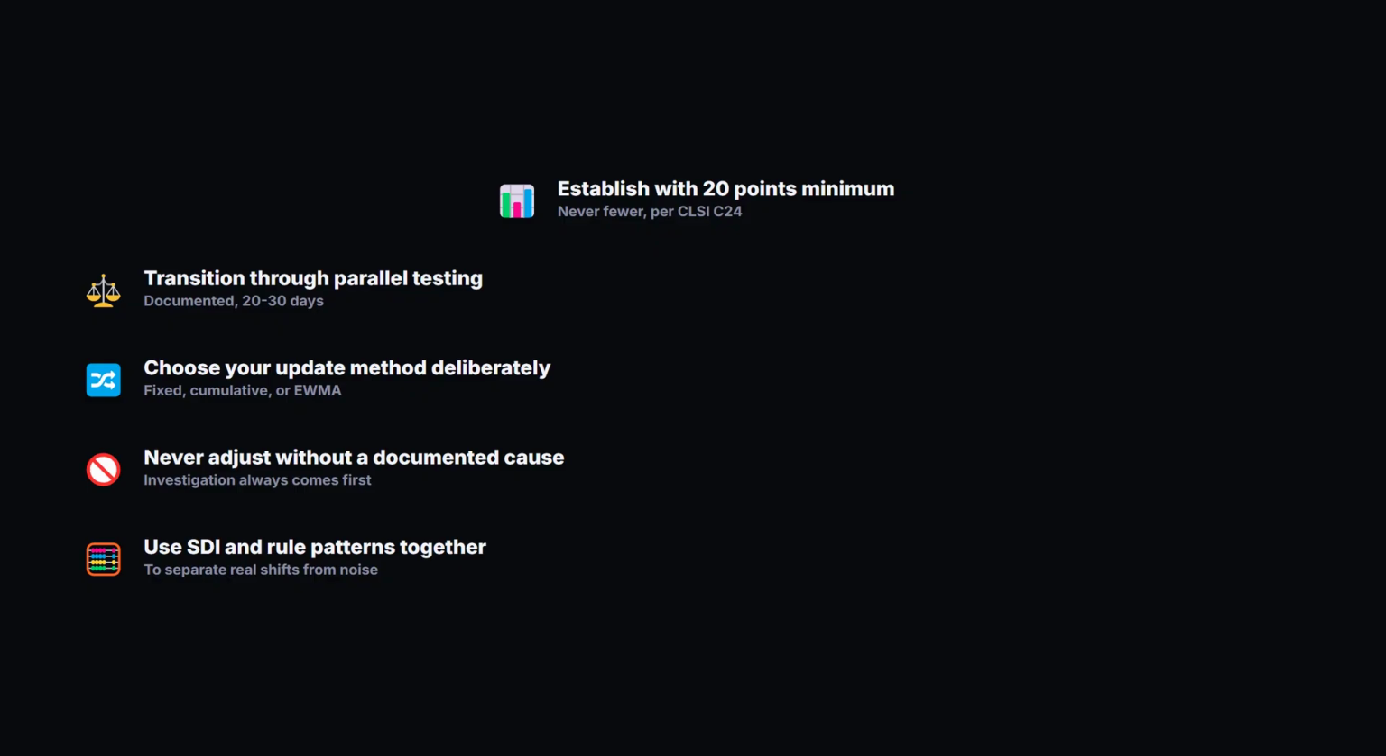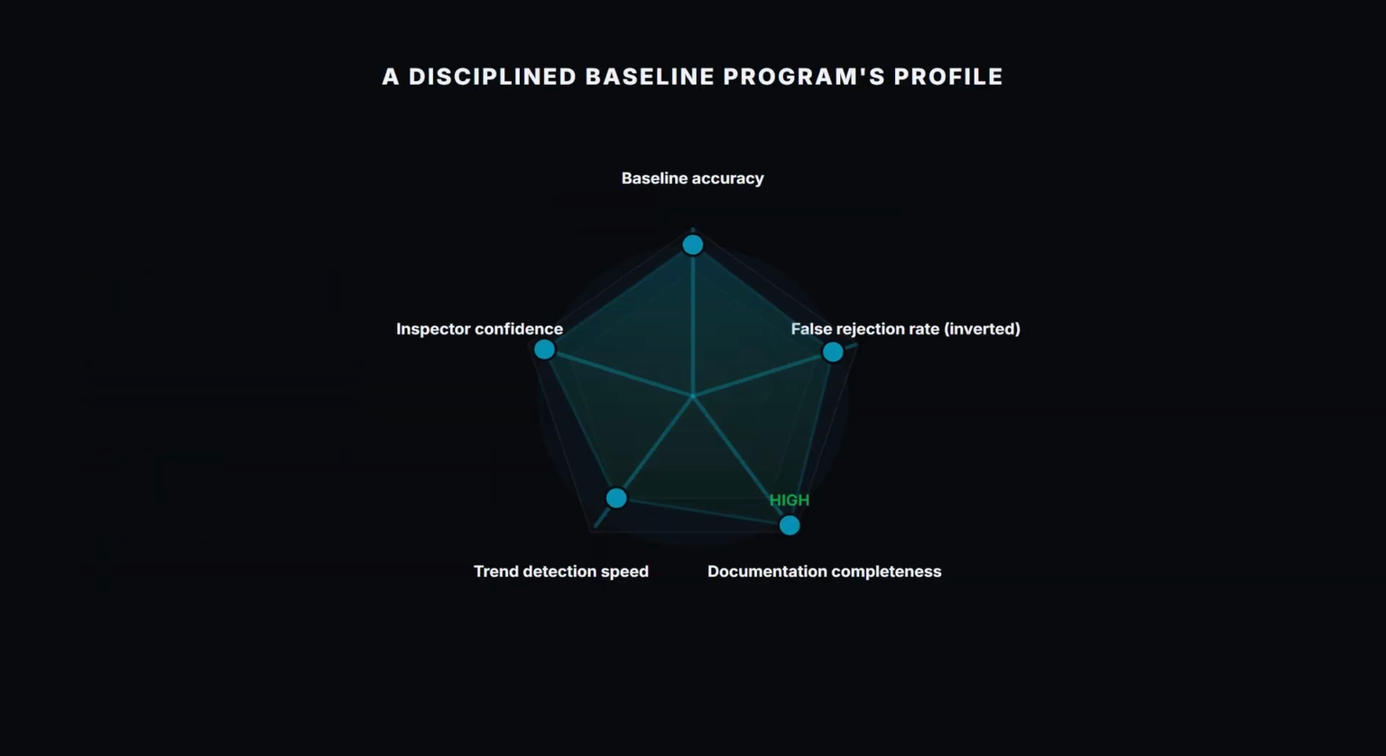Applying Six Sigma thinking to this whole discipline gives one final useful lens. A lab whose baseline management consistently follows this sequence: proper establishment, documented transitions, cause-based recalculation only, measurably reduces false rule rejections, which is itself a direct, quantifiable sigma metric improvement.